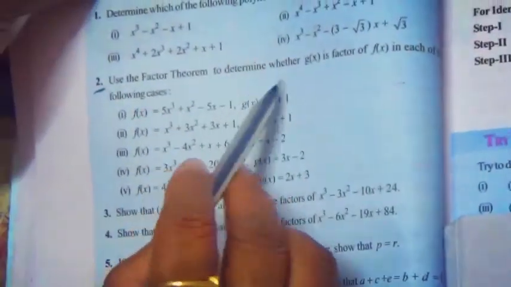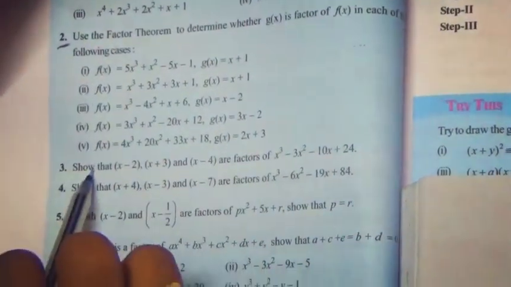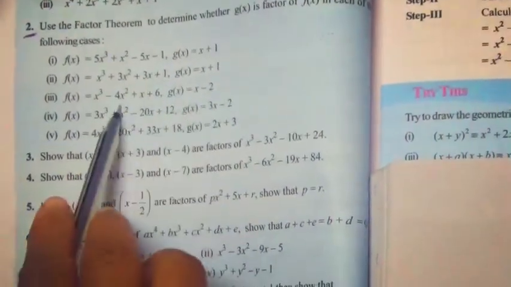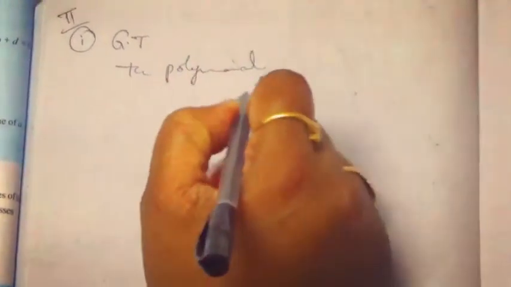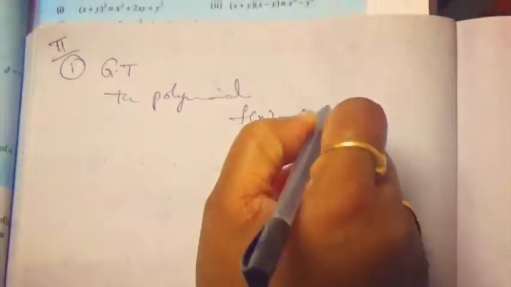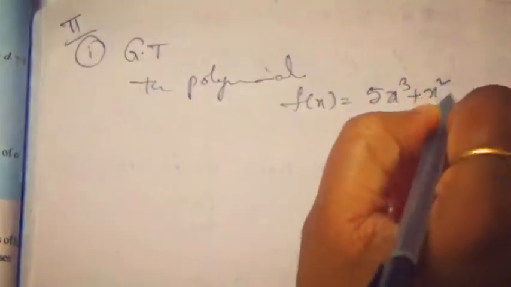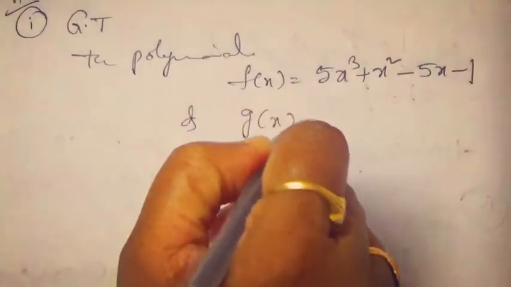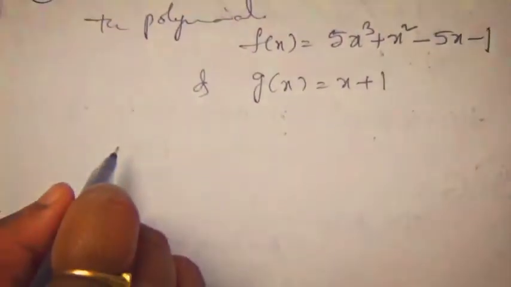So second sum, look here, use the factor theorem to determine whether g of x is a factor of f of x in each of the following cases. Here 5 sums are there, we have to check whether it is a factor of this one, whether it is a factor of this one, whether it is a factor of this one. Okay, so in the second Roman, the first sum is, given that the polynomial f of x is equal to 5x cube plus x square minus 5x minus 1, and g of x is equal to x plus 1.